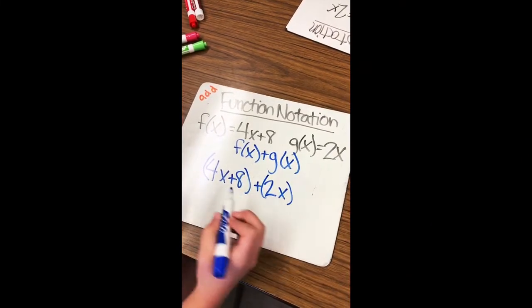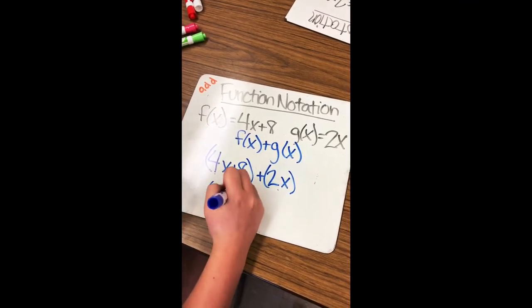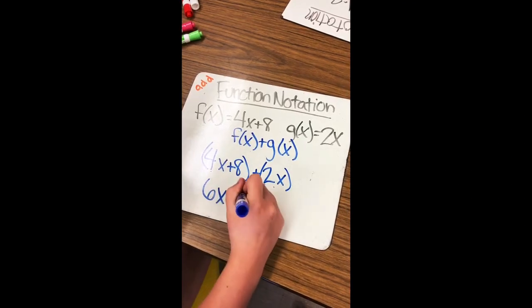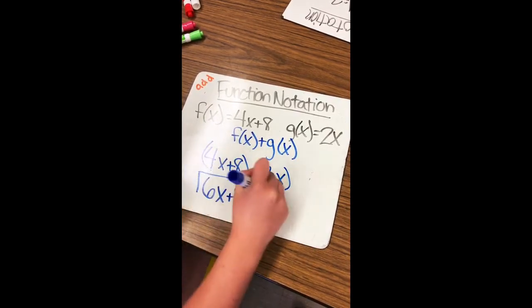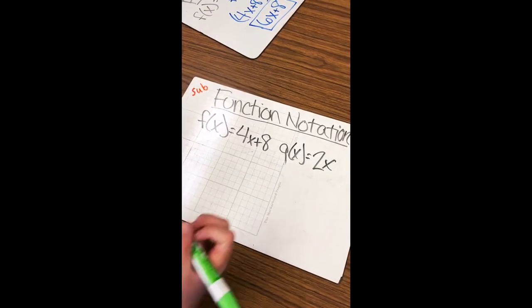And then you combine the like terms, so that's 4x and 2x, which is 6x. 8 does not have any more like terms, so it just stays how it is. And that is the final answer. Next, we're going to do subtracting.